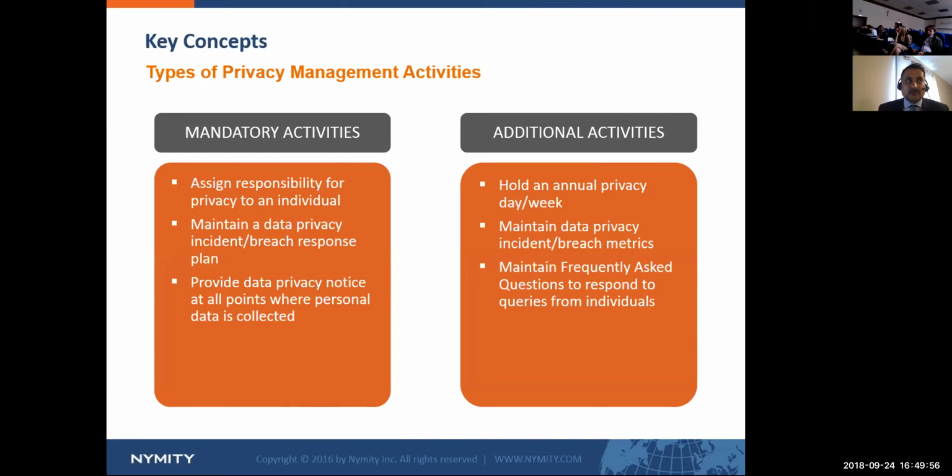These are activities that are usually linked to regulatory requirements. Additional activities above and beyond could be things like holding an annual data privacy day or week. Not required, but they will help further reduce privacy risk. Or maintaining data privacy incident breach metrics. You know, not required, but would help further reduce privacy risk. Or maintaining frequently asked questions to respond to queries from individuals. So the idea is, even though GDPR maps to 55, there may be other activities that you've added in to further reduce privacy risk for a number of different reasons.